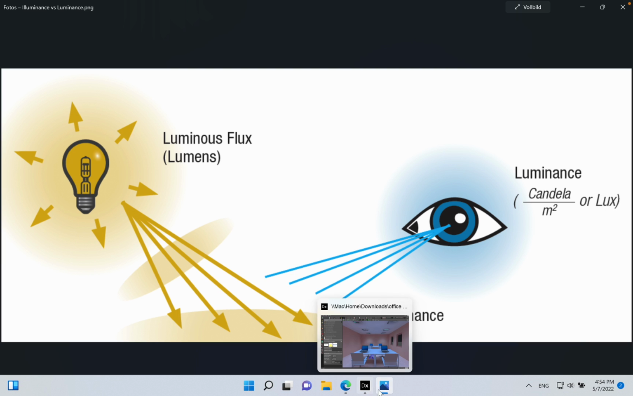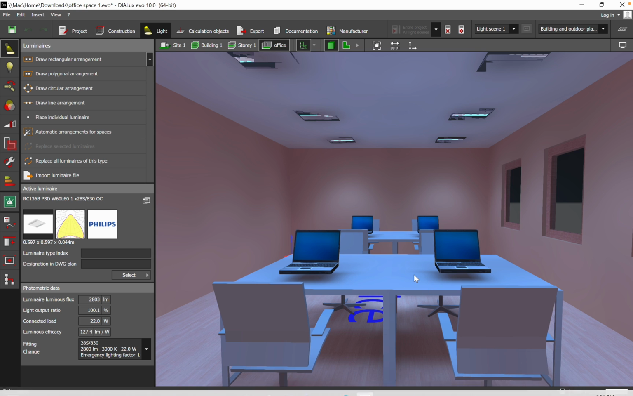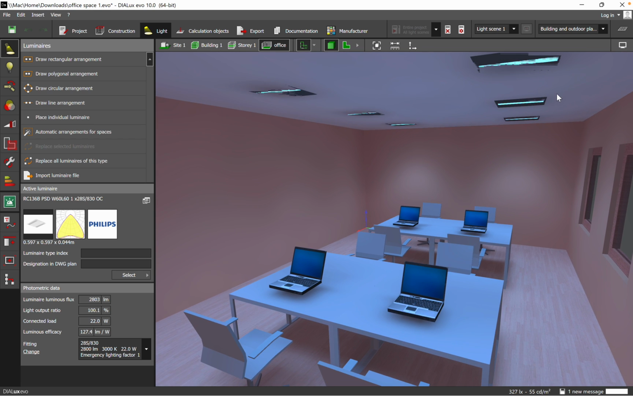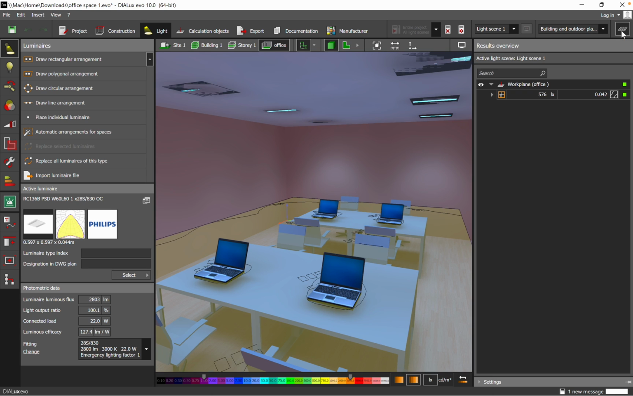Good, let's move back to Dialux. And I want to show where you see the illuminance level, for example. In Dialux, after you enter the luminaire, you start the calculation of the lighting solution. This is the luminaire used for this space, for example. Then you just click on the results overview, and then it shows up the illuminance level.